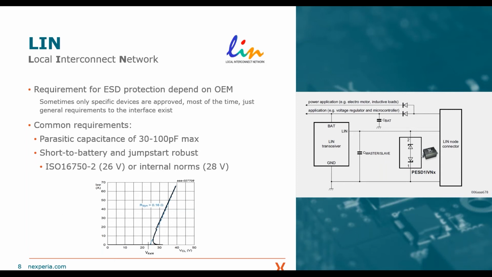As we said in our previous session on Tuesday, the clamping voltage should be as low as possible. But here you see that there are also some other requirements you need to consider, especially this short battery and jump start and these ISO norms. So you cannot choose the clamping voltage very low, below 26 volts.